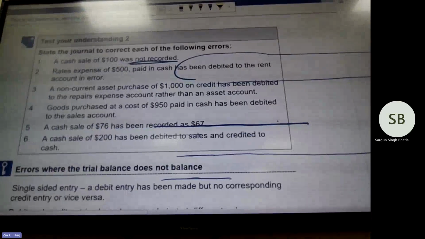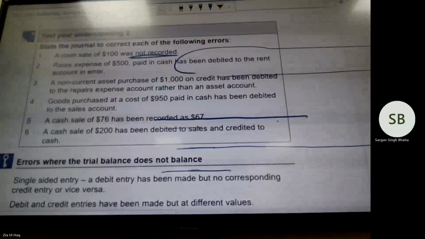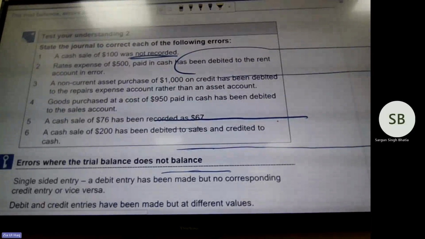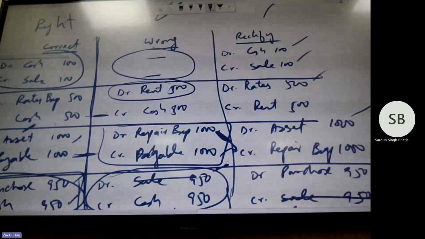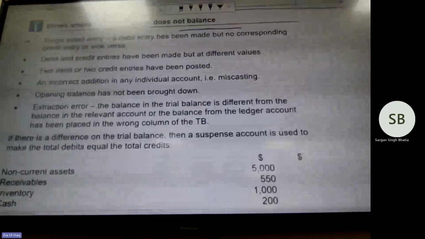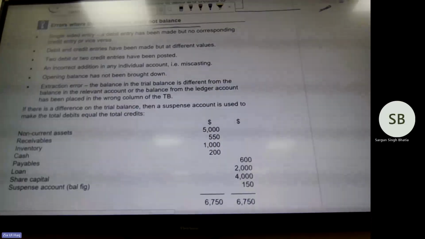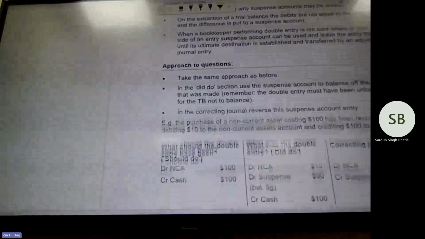So now we are moving towards errors where, if there are errors like this, meaning both effects we are correcting, the trial balance will tally. Now we are moving towards some errors where the trial balance will not tally. Where the trial balance will not tally, in that case, what will happen?